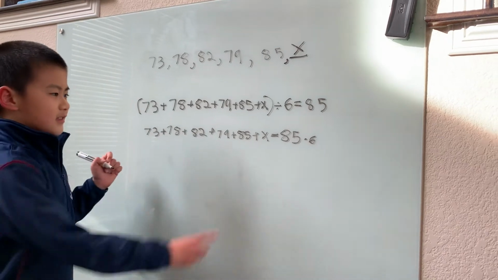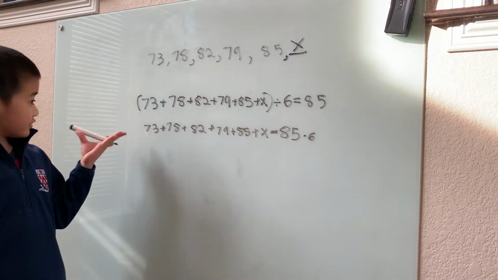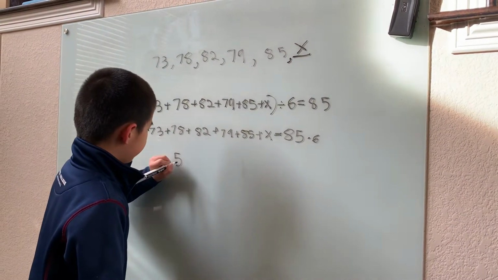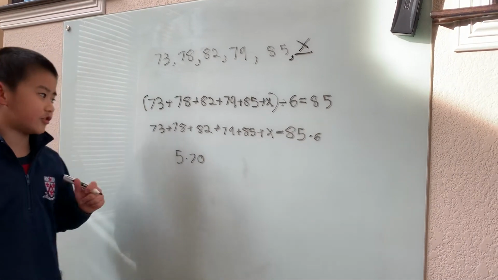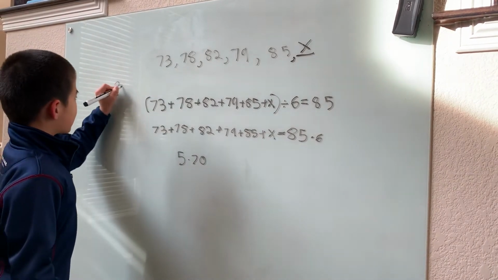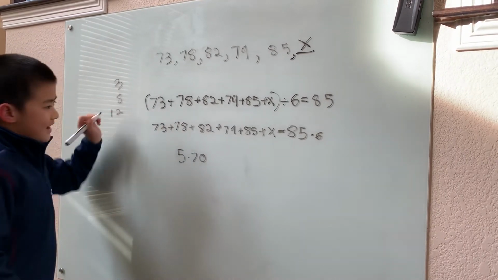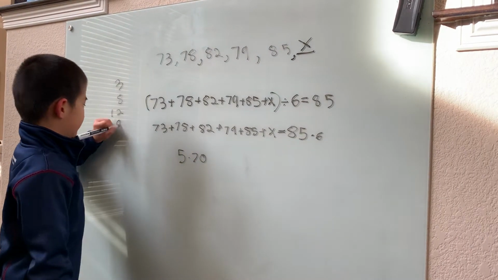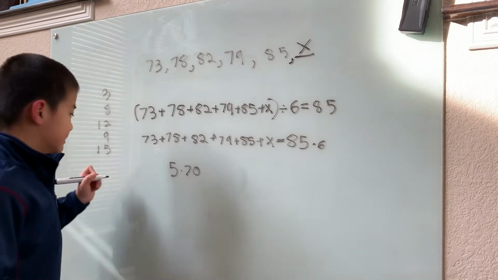A smart way to add all these is to just see, hey, these are all pretty close to 70, so I'll have 5 70s there, and now I can just count up all the extras. So I'll have 3 extra here, 8 here, 12 back here. Can't forget, this is 82, not 72. This time we have a 9 and 15, and that x, we don't know what it is.